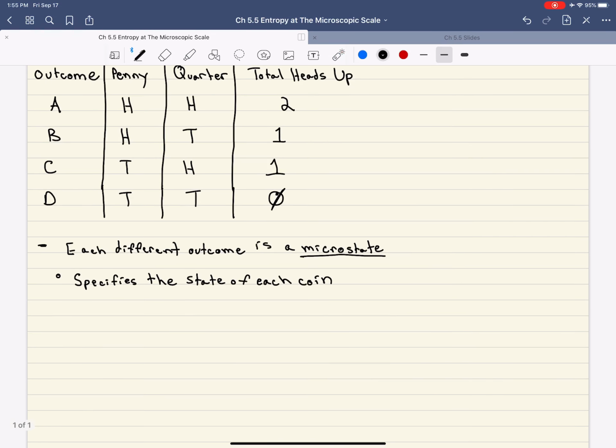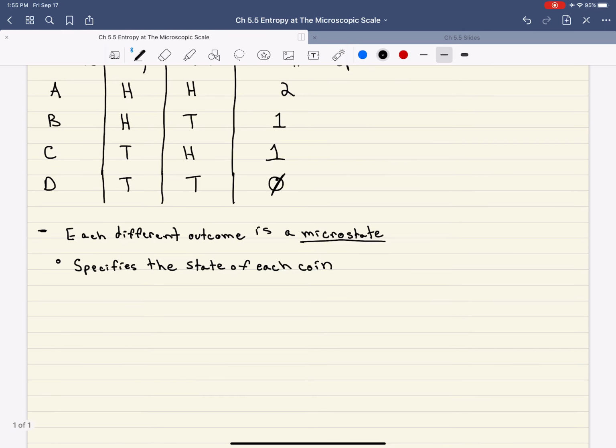All right? This is in contrast to what we call the macrostate. Okay? And so, if we consider not the specific value or quality of each coin, but we just consider a quality that describes the entire collection of coins. So in this case, if we just look at the total number of heads up we have, that's what we would call a macrostate. Okay?